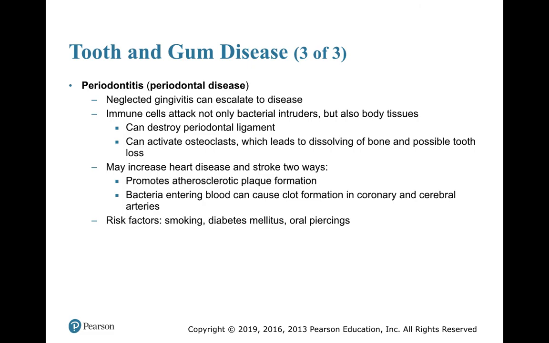Certainly there is evidence that it increases our risk for heart disease and stroke, possibly through arteriosclerotic plaque formation, which is not the same as the plaque we talked about a few moments ago. Bacteria can get into the blood in addition to that and cause clot formation in coronary and cerebral arteries. Risk factors for periodontitis include smoking, diabetes mellitus, and even oral piercings.